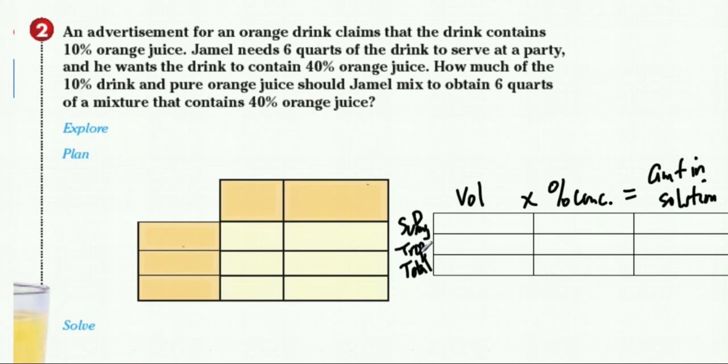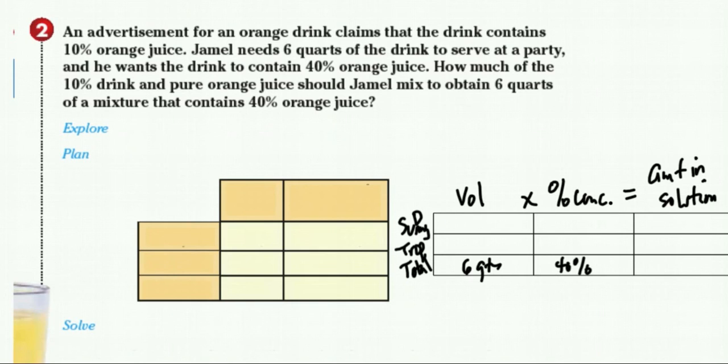Okay, so Jamel wants to mix Sunny D and Tropicana so that at the end he'll end up with 40% concentration of the two. So at the end he'll have 40% here, and at the end also here he'll have 6 quarts total volume.